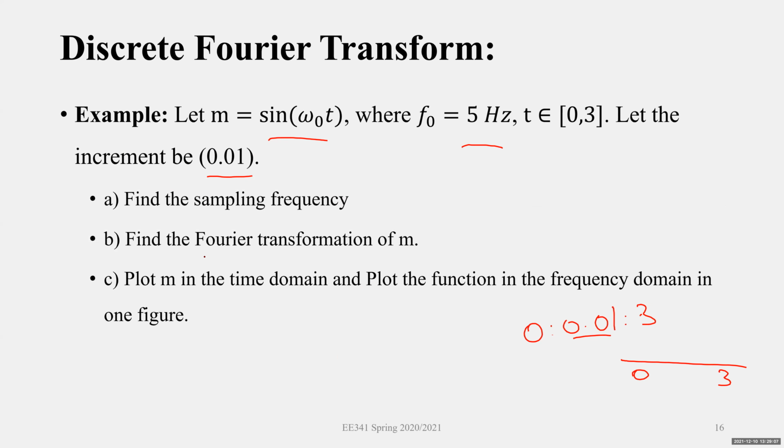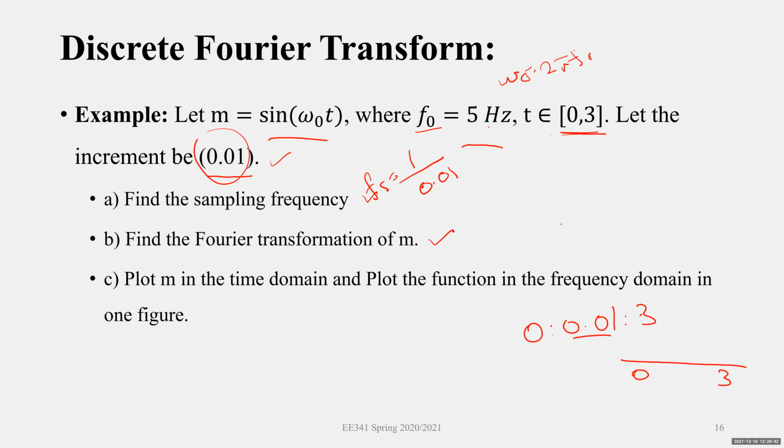So for example, let m be equal to sine of omega naught t, where I know that 2 pi f naught is equal to omega naught. So f naught, the fundamental frequency, is 5 hertz, and the interval is 0 to 3. Let the increment be 0.01. Okay, first of all I will define the scale. Now I have to find the sampling frequency. The sampling frequency I will get just by dividing by the increment, 0.01. So fs will be 1 divided by this, which gives me the sampling frequency.